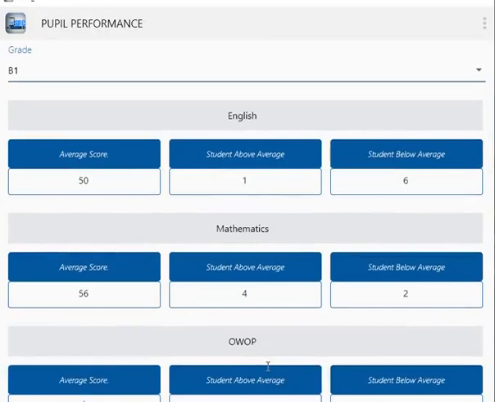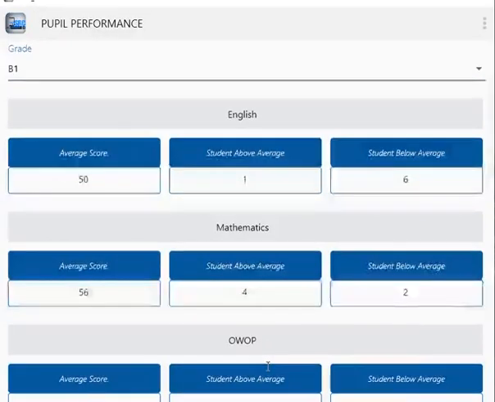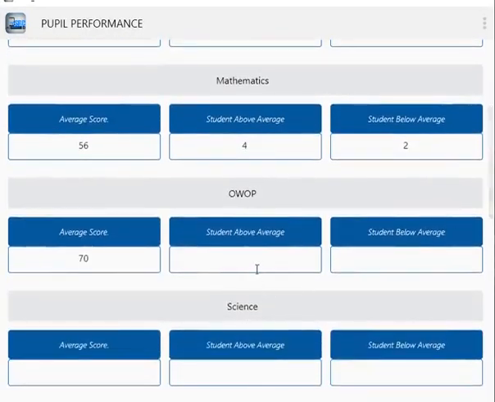Average score for the next subject, that is 70. Students above average here 4. Students below average 2. Then average score 80. Then students above average, let's say 5. Students below average 1. So you continue until you finish with all the grades.